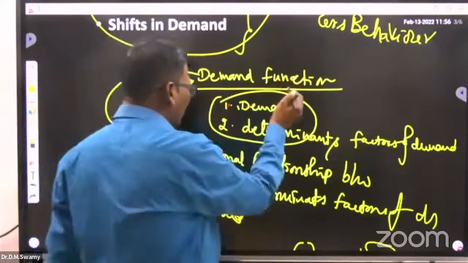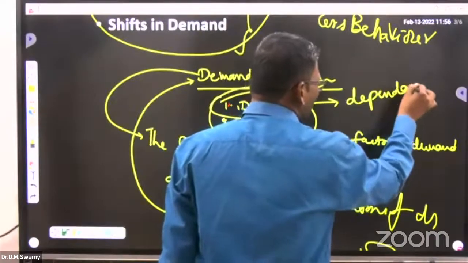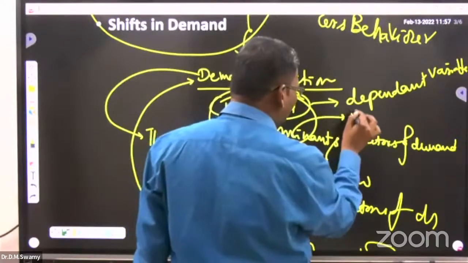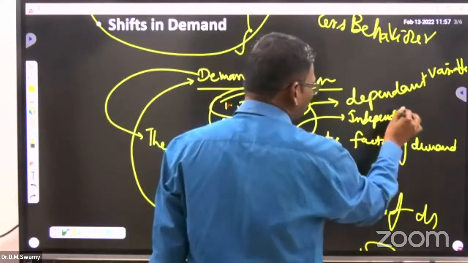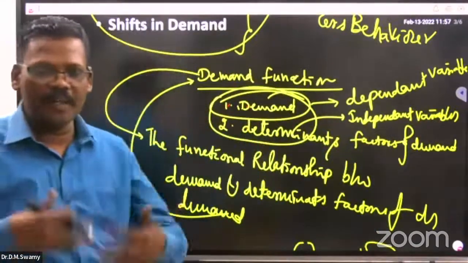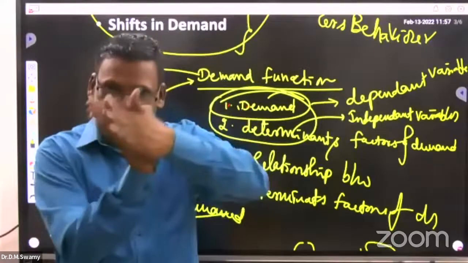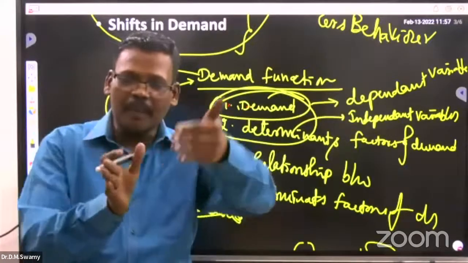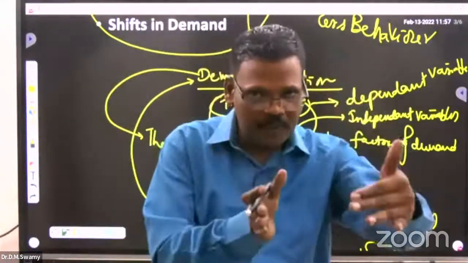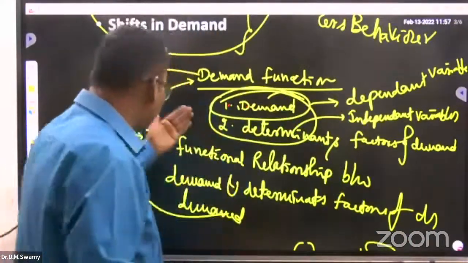In this, demand is a dependent variable, whereas the determinants of the demand are independent variables. If we explain the relationship between these two, the dependent variable and the independent variable, that is called the demand function.